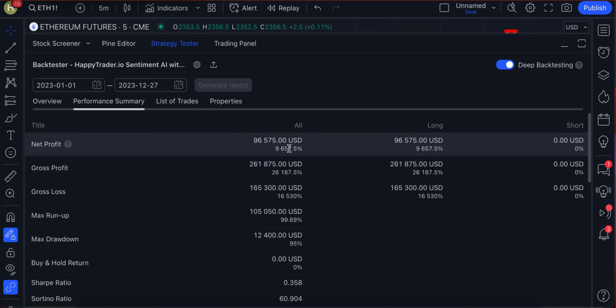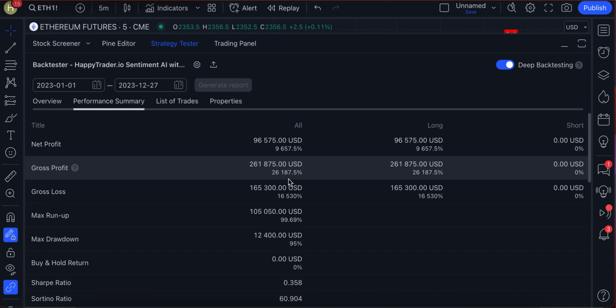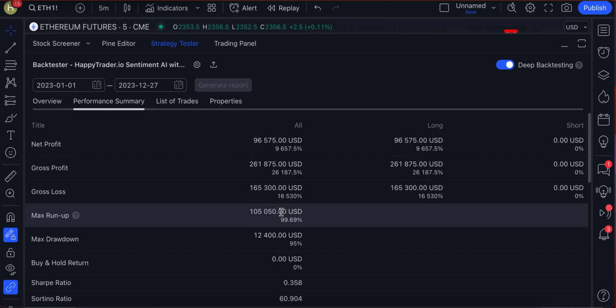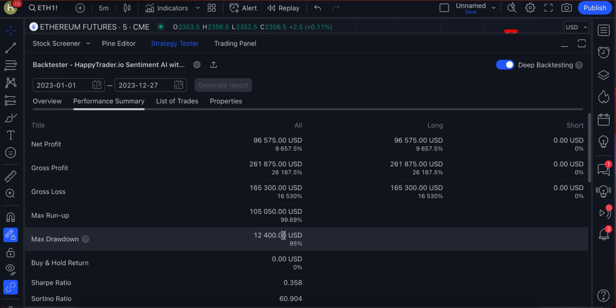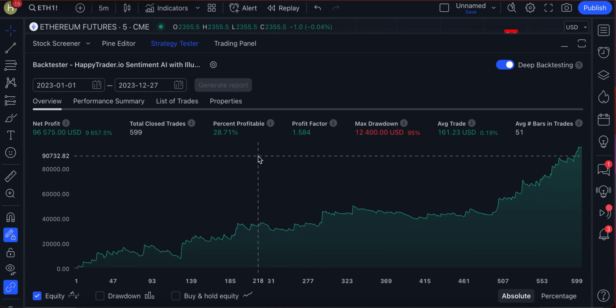We have our net profit, which is the difference between our gross profit and gross loss. We have max run up, max drawdown. Hey, with crypto, you're going to get a drawdown. There's no free lunch. And let's go back to the overview. You can see our win rate or percent profitable, 28.71. And yeah, that is less. We are winning less than 1/3 of the trades that we put on.